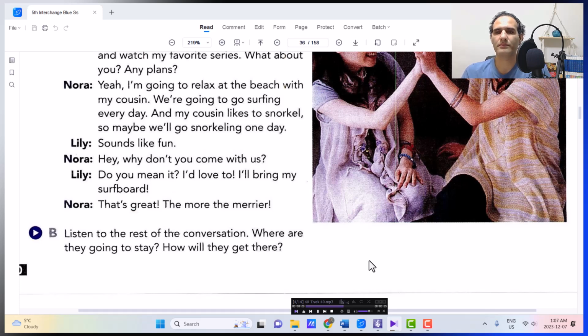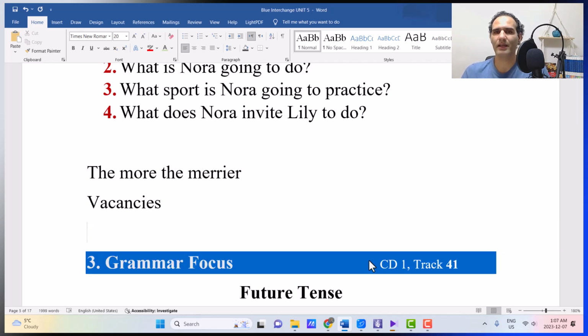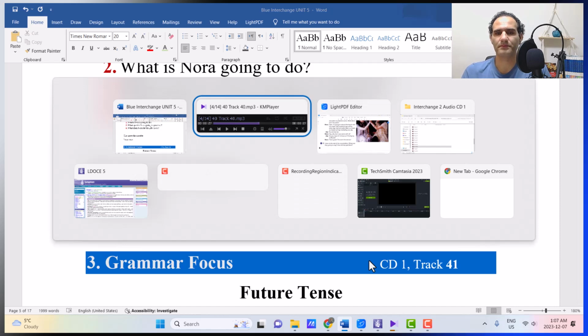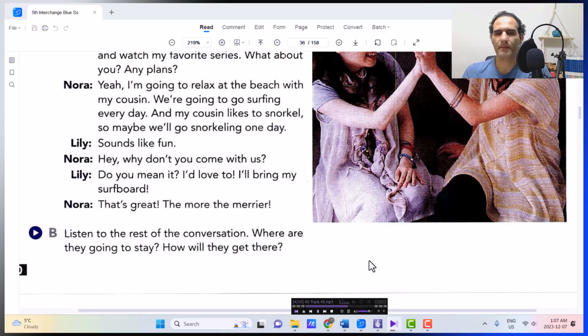Do you think they still have vacancies? And by vacancies, she means empty rooms. They probably have at least one room available. We can share a room and save some money.